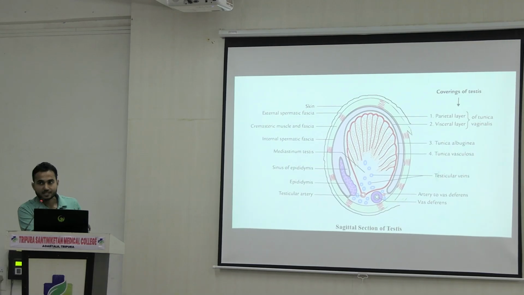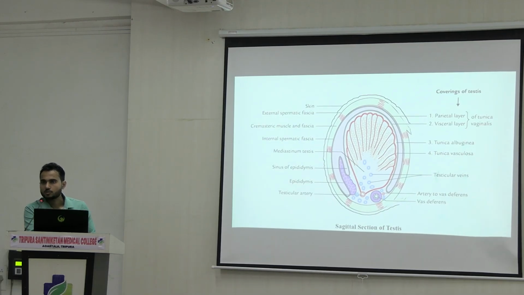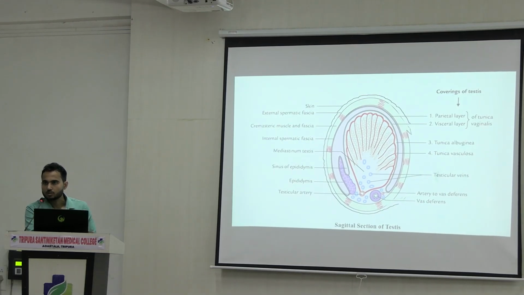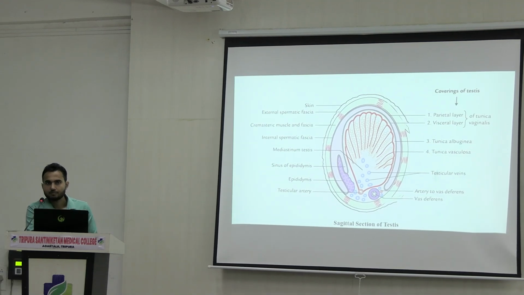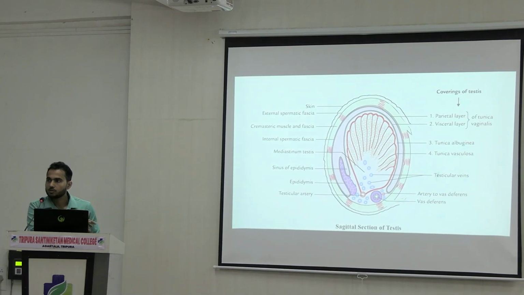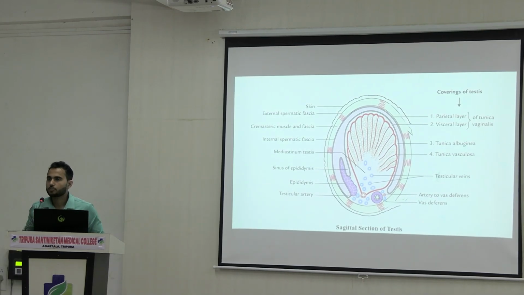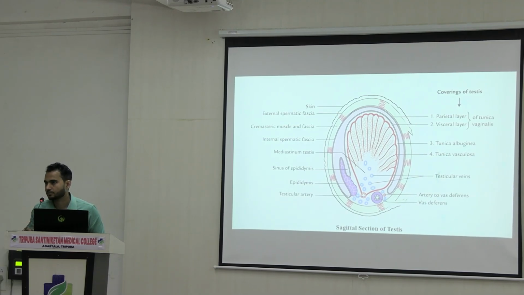What is present inside the lobule? You can see these are the highly coiled seminiferous tubules, 2 to 3 inside each lobule. If you stretch them, the length becomes approximately 60 centimeters. What will be the diameter? 0.2 millimeter. So now we are inside the lobule, and that particular lobule forms the secretory part of the testis, or you can say the parenchyma of the testis.